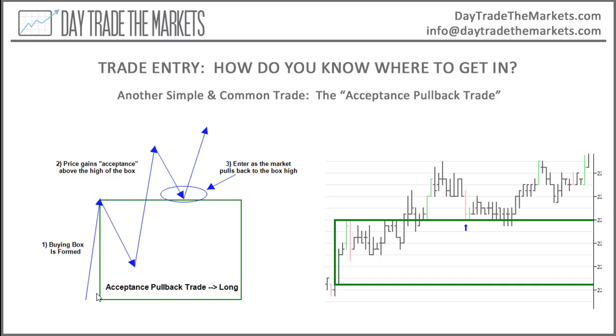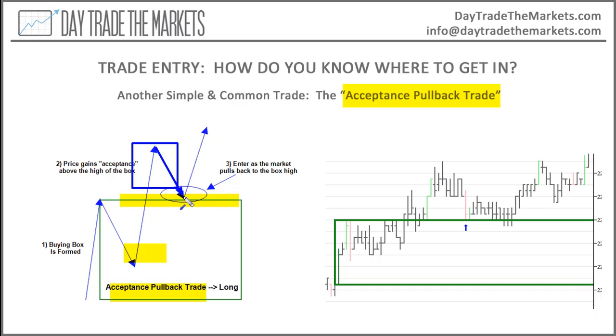Here's another offshoot, another simple trade that we'll call the acceptance pullback trade. And the idea here is that, again, we have a box. Whether you were looking for a retracement trade or an aggressive retracement trade, whether you took that or not, the bottom line is the market was able to, the buyers were strong enough to actually pierce the high of the buying box, got comfortable, formed what we call acceptance up here. So therefore, the high of the box, which was once potentially resistance, now flips over and becomes expected support.